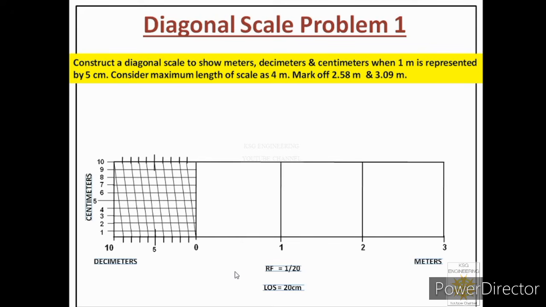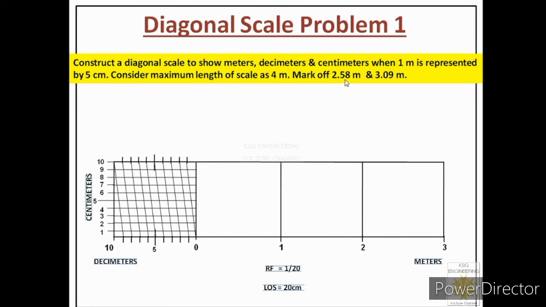Now we have to answer the question. So what do we have to answer? We have to mark a distance of 2.58 meters. So let us see the meaning of this. 2.58 is 2 meters, 5 decimeters, 8 centimeters. Fine. Okay, let us plot this dimension now.